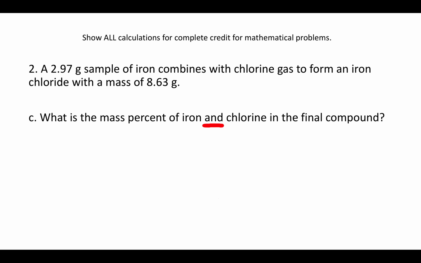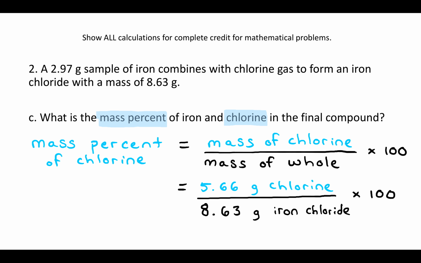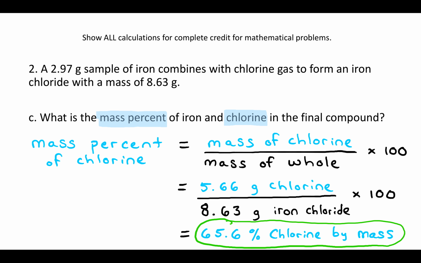We also need to find the mass percent of chlorine. So the mass percent of chlorine will be the mass of chlorine over the mass of the whole compound times 100. We found the mass of chlorine in part A. That was 5.66 grams of chlorine. We know that the mass of the whole compound is 8.63 grams of iron chloride. They give us that in the problem. So we'll take that, multiply it by 100, and that'll give us 65.6% chlorine by mass.